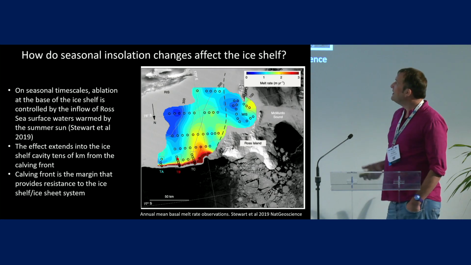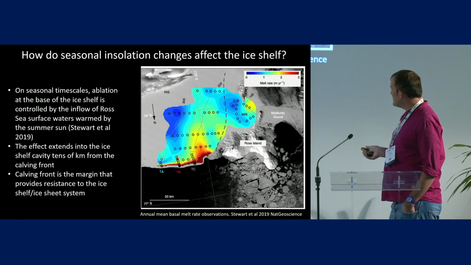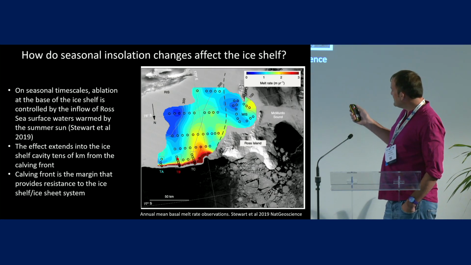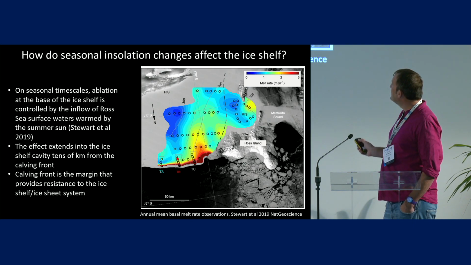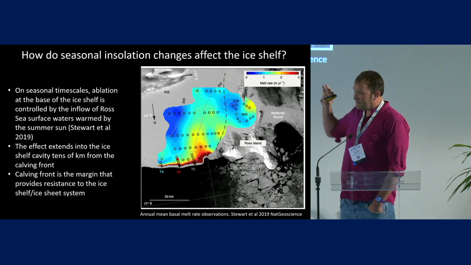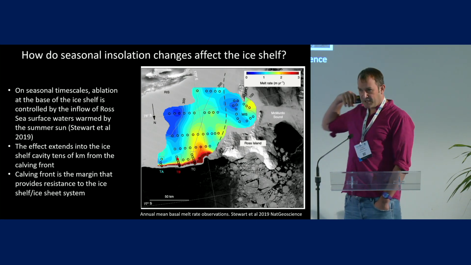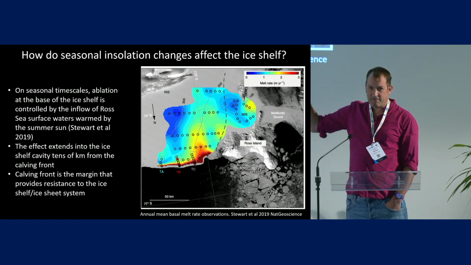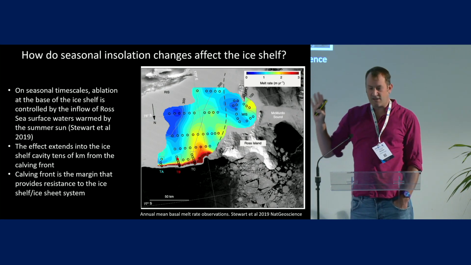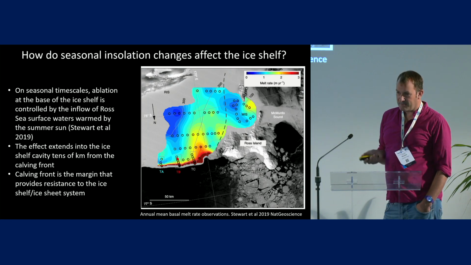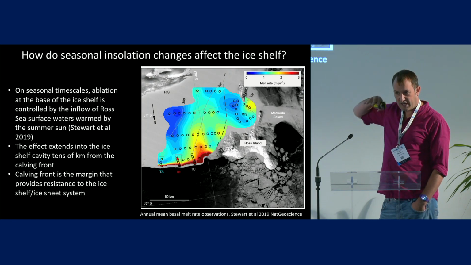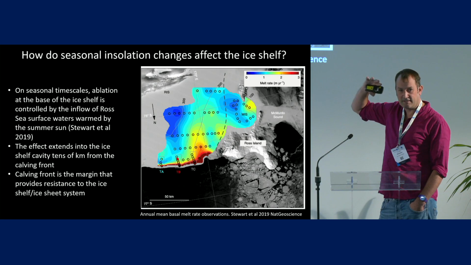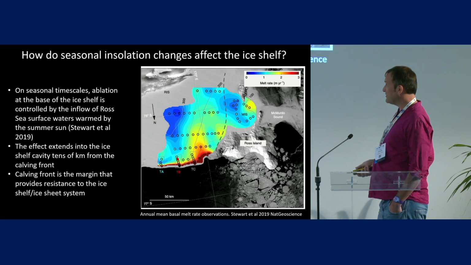Here's the link. On seasonal timescales, Stewart et al. noticed this thing. This is Ross Island here. They noticed that the ice shelf melts in the summer and that it's related to how much the ocean warms. So they saw this effect going tens of kilometers underneath the ice shelf, and the calving front actually provides the resistance. So this is on seasonal timescales. We've seen now that actually warm water can make it under an ice shelf, and it can be the sun that warms the ocean because it's dark, right?